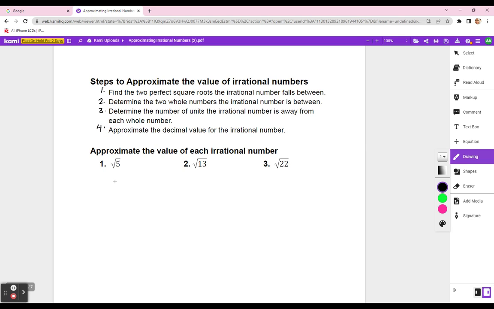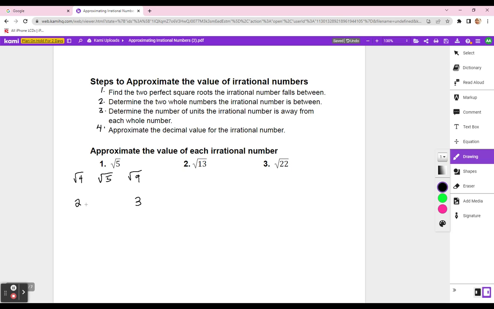All right, let's start with number 1. We want to approximate the value of the square root of 5. So, step 1, find the 2 perfect square roots the irrational number falls between. So, the square root of 5 falls between the square root of 4 and the square root of 9. That's step 1.